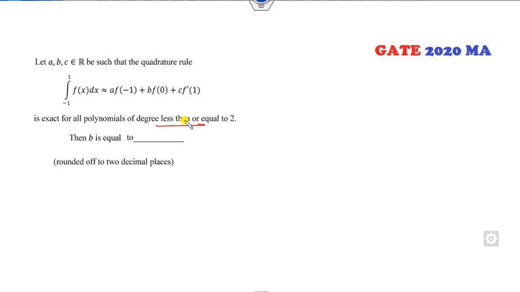Okay, which is again integration is there, less than or equal to 2. So what are my bases? 1, x, x square. Fine. So firstly if I take f of x is my 1, what is the left hand side? It is my 2. This is a, this is b. This is the derivative.